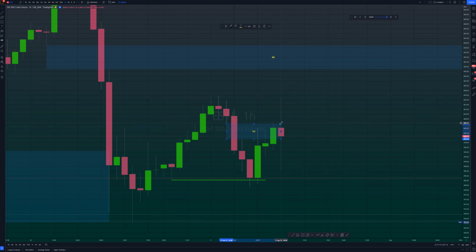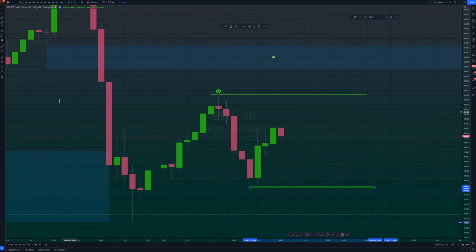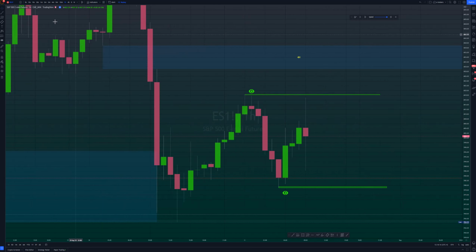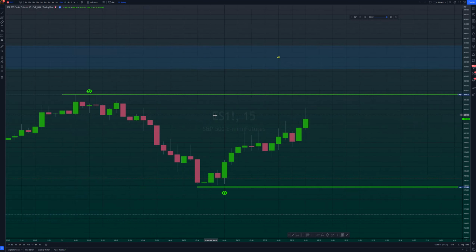What else we can see here? So we have the nearest buy side liquidity up here. This is the level that I'm watching, like ICT. And this is the nearest sell side liquidity level on the 1 hour. Let's see on the 15 minutes how everything looks.